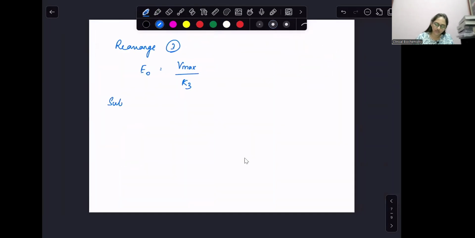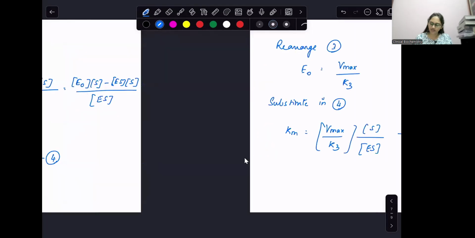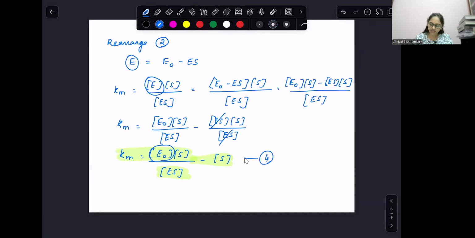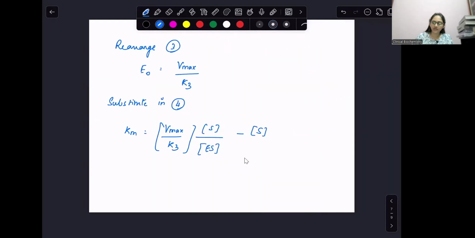So now substitute in equation 4. So what do we get? Km is equal to Vmax by K3 into substrate by enzyme substrate minus substrate. Is it fine? So in place of this E0, I'm substituting Vmax by K3. Clear? That's it. Now what do we get?